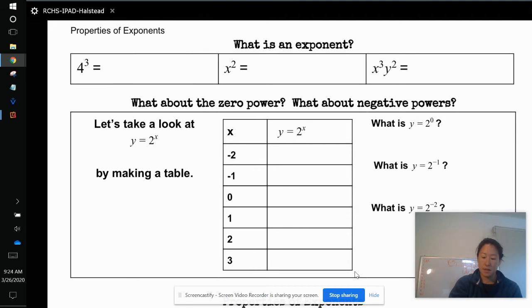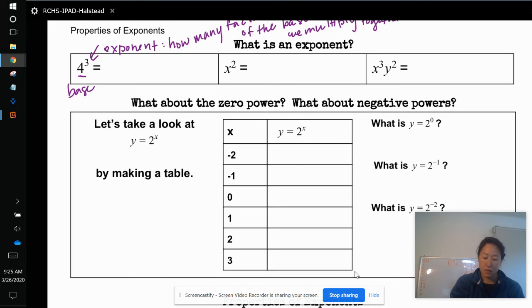The base number is the big number. So the base here is 4. And then the 3 is the exponent. It tells us how many factors of the base we multiply together.